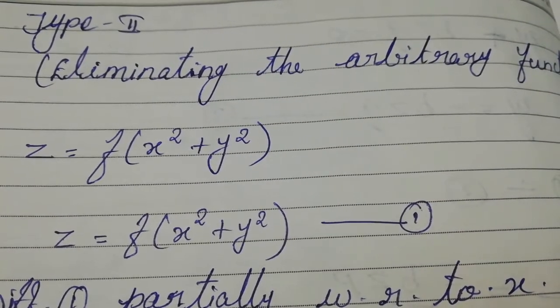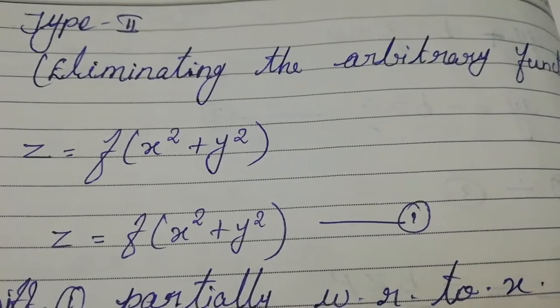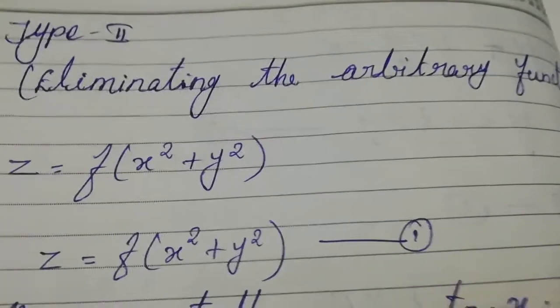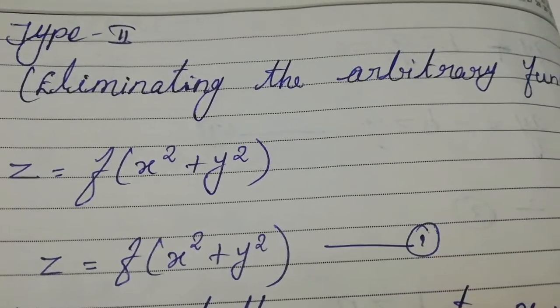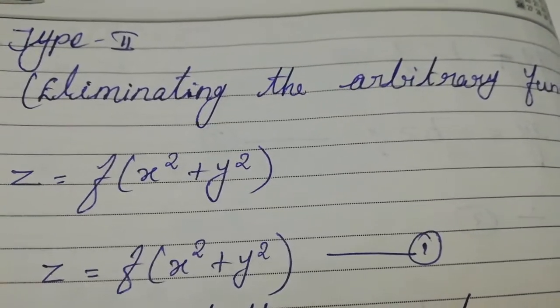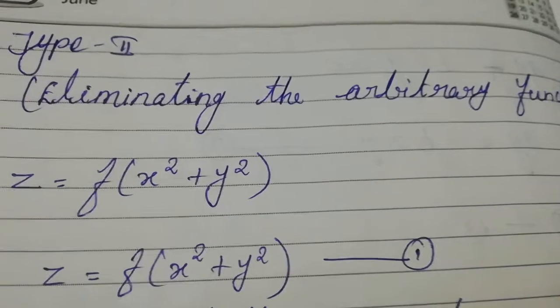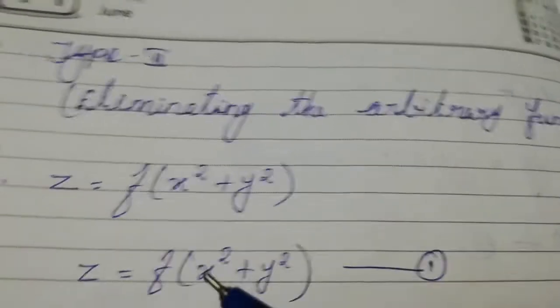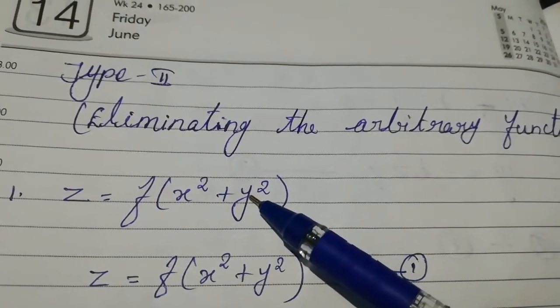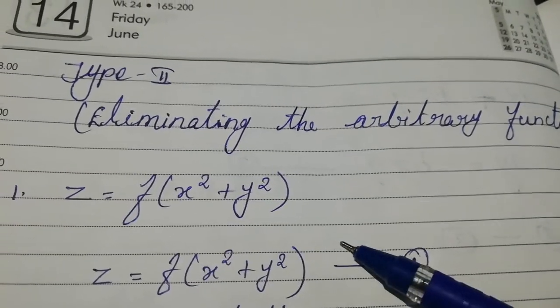Today we are going to see the sums belonging to type 2 of partial differential equations, that is eliminating the arbitrary functions. So the first type is eliminating the arbitrary constants, the second type is eliminating the arbitrary functions. Okay, so first sum: z is equal to f of x square plus y square. We take this as equation 1.